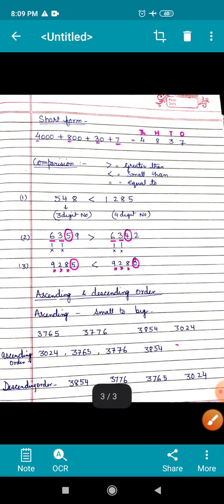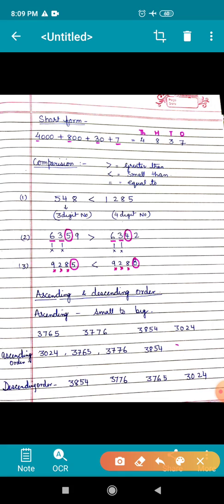Okay, now let us take how can we write short form. Children, the number is given here: 4000 plus 800 plus 30 plus 7. Maximum place is 1000 place, so you have written the places' names: ones, tens, 100 and 1000. Here 4000 means 4 will sit on 1000 place. 800 means 8 will sit on 100 place. 3 tens means 3 will sit on tens place, and 7 ones means 7 will sit on ones place.